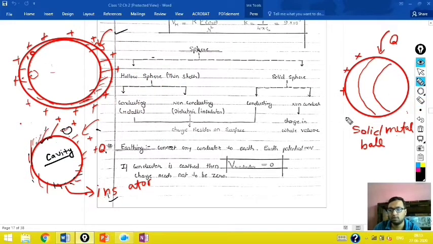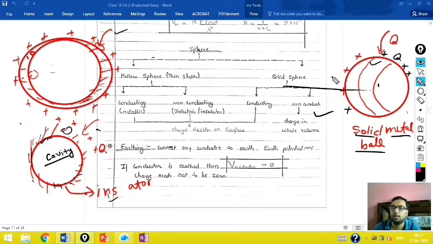Now here you can see I have taken one more example, that is of a solid metal ball. We have a solid sphere this time, but again we have provided the charge, and you know that all the charge you are trying to provide will appear on the surface only. No amount of charge will enter inside.